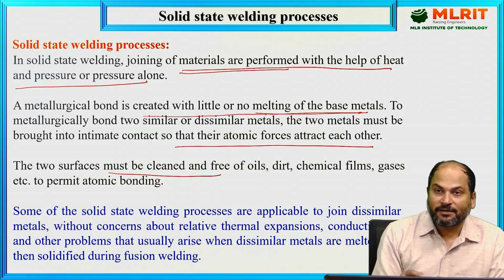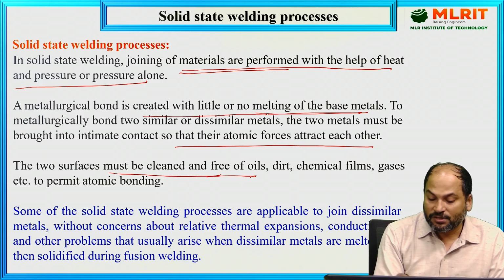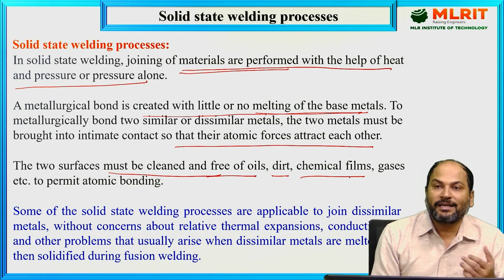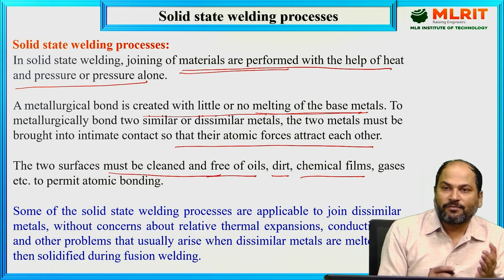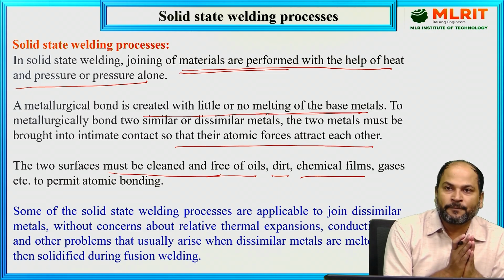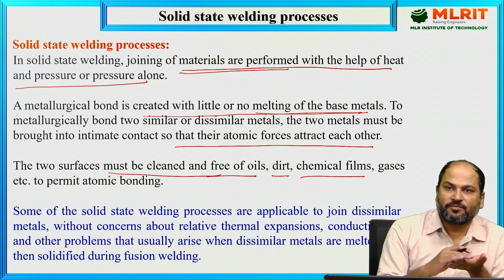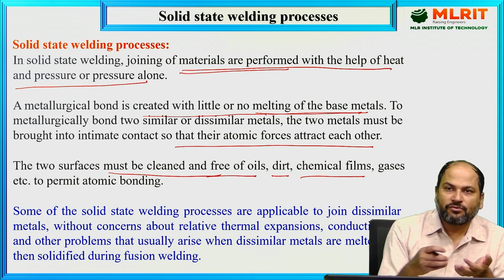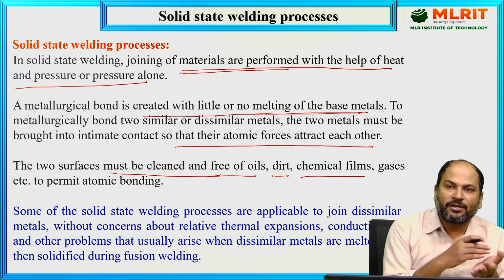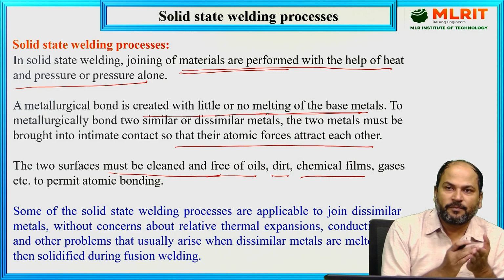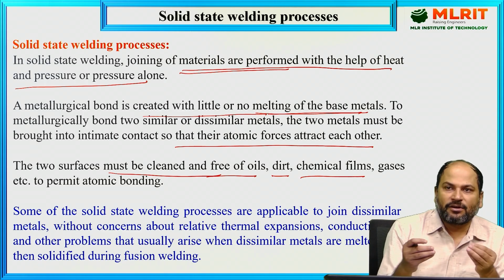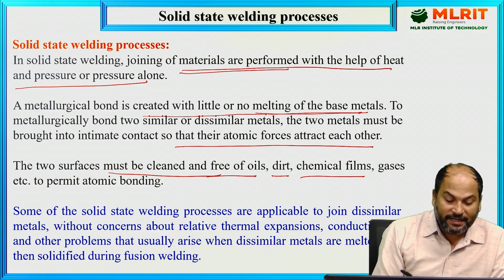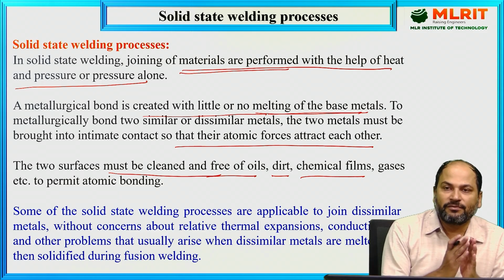And what are the things that may be on the surface? Oil may be on the surface, dirt may be on the surface, chemical films may be on the surface, or any kind of gases may be on the surface. So before starting the welding, first we need to clean the surface properly. Different methods and different solutions can be used, or ultrasonic cleaning is also there. Depending upon the material, different techniques or methods are there through which we can clean the surface of the material. Once it is cleaned, then we do the welding of these two pieces.